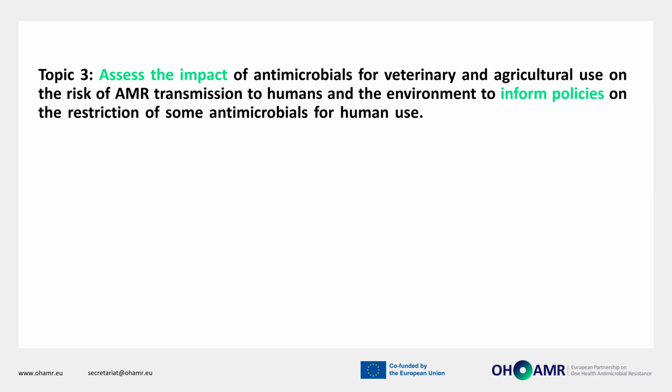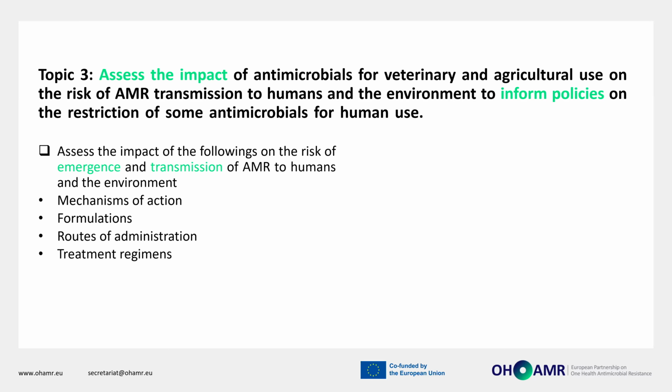The third topic aims to assess the impact of antimicrobials for veterinary and agricultural use on the risk of AMR transmission to humans and to the environment, to inform policies on the restriction of some antimicrobials for human use. The risk of emergence and transmission of antimicrobial resistance can be assessed by studying the mechanisms of action, the formulations, routes of administration, and treatment regimens.